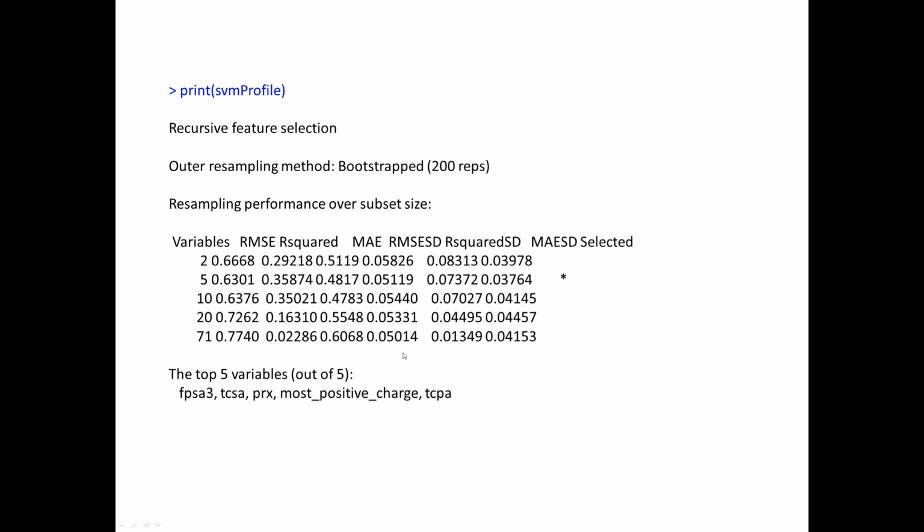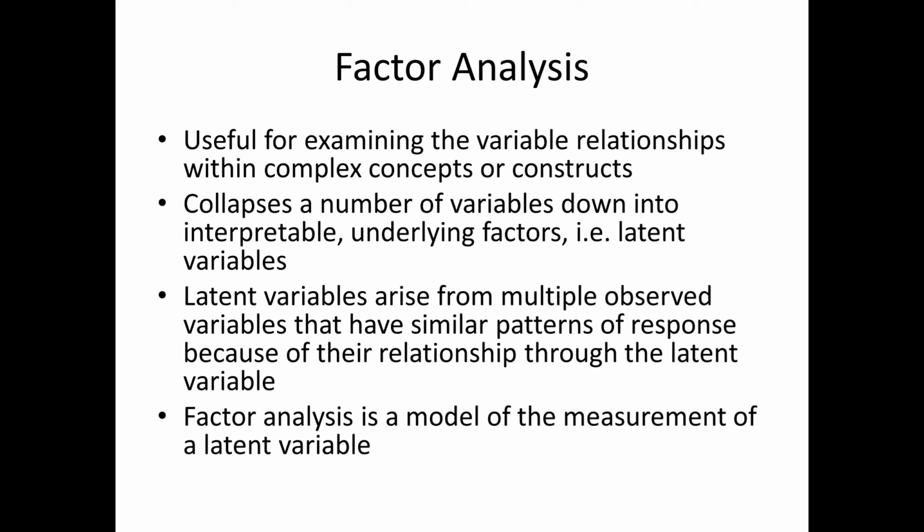But I don't see here information that I could use as a layman to determine that these results are the best results. So get that subject matter expert engaged early on so you can tell that you're doing the right thing. Okay, so let's move on and talk about factor analysis.